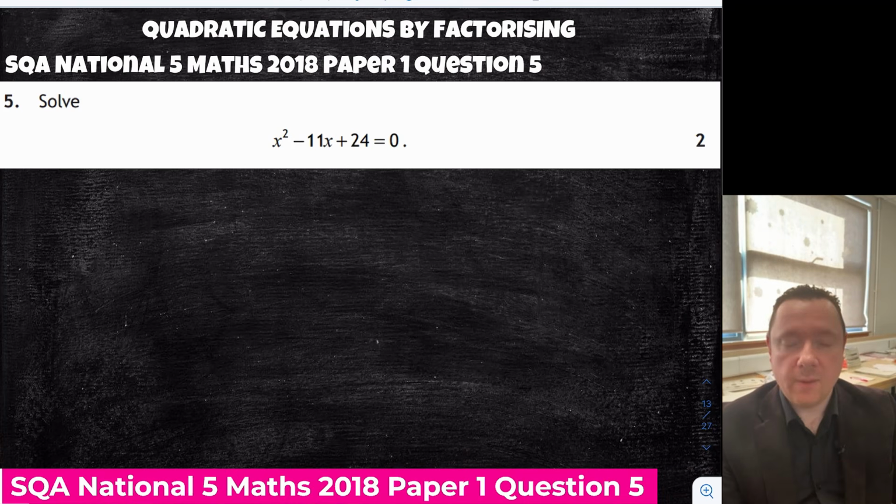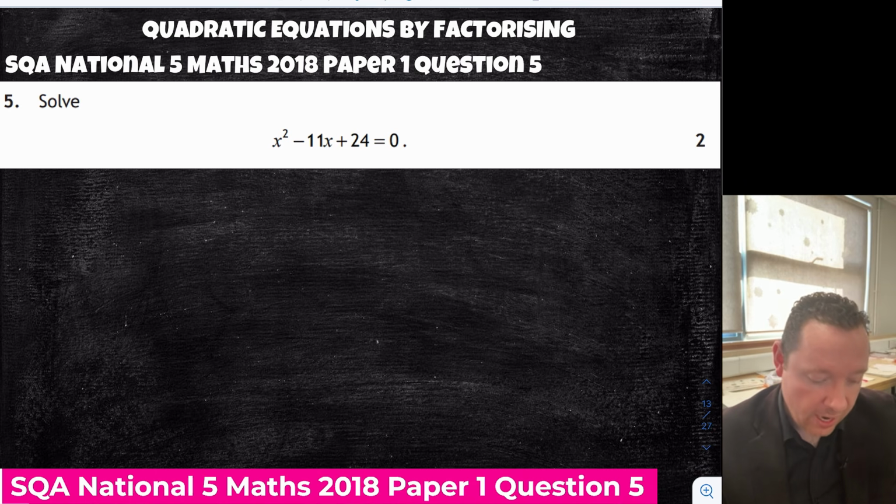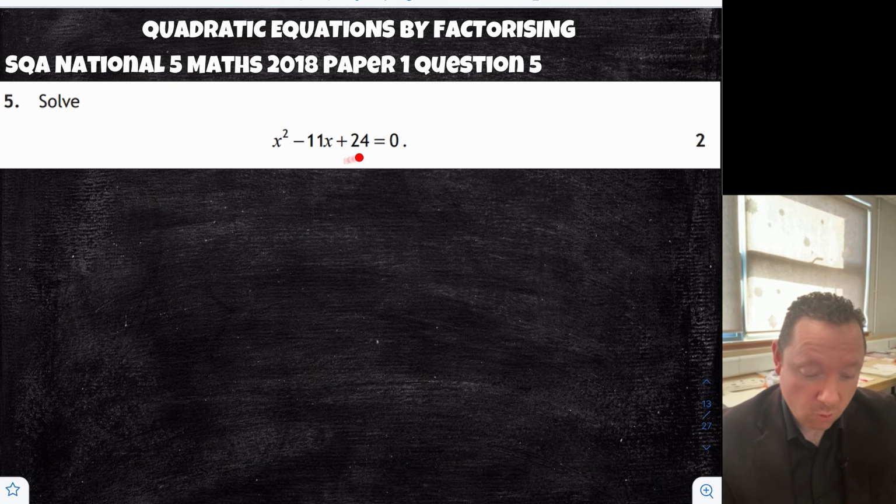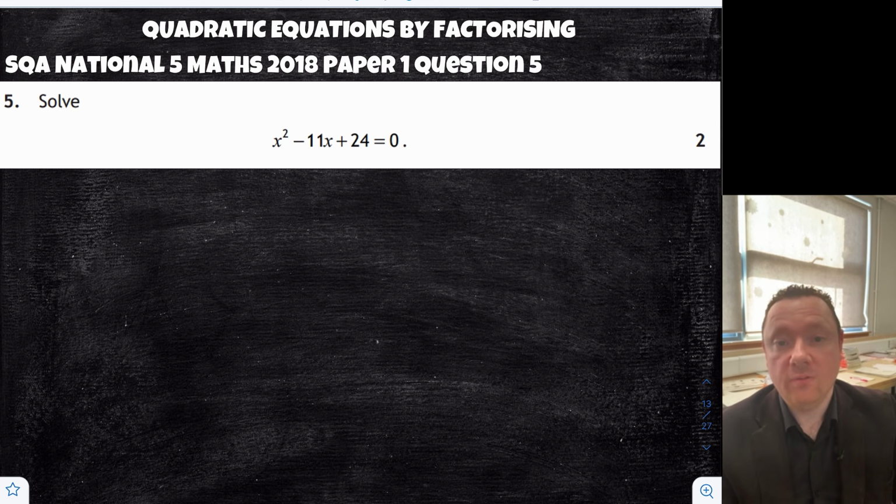Solving quadratic equations by factorising. SQA National 5 Maths 2018, paper 1, question 5. Solve x squared minus 11x plus 24 equals 0. So you should recognise that's a quadratic or trinomial because it's got an x squared, an x, and a number. So since it's paper 1, I know we're factorising most of the time because if we use the quadratic formula, we're going to get decimals. So unless it tells us to in paper 1, factorise.